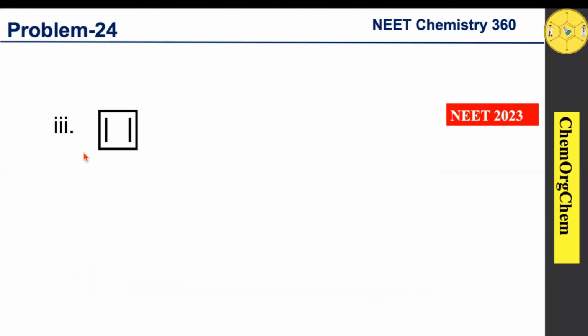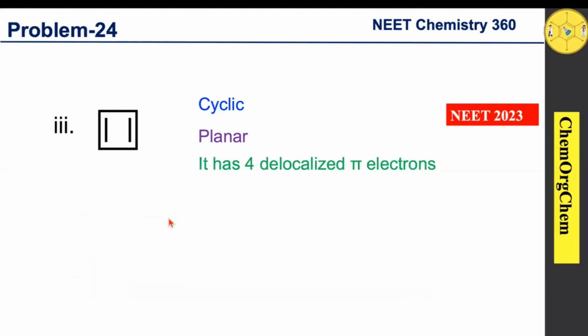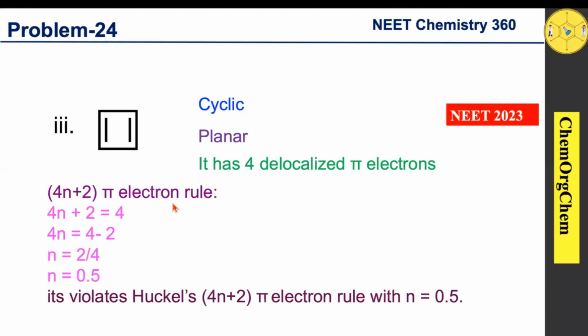Next, moving on to our third compound, which is cyclobutadiene. This is a cyclic compound. Again, it adopts a planar conformation, and there are 2 double bonds present. Therefore, a total of 4 delocalized pi electrons are present in this compound. Next, moving to Huckel's 4n plus 2 pi electron rule, 4n plus 2 equals 4, so 4n equals 4 minus 2, then n equals 2 by 4, which gives us n equal to 0.5. This means it violates Huckel's 4n plus 2 pi electron rule.